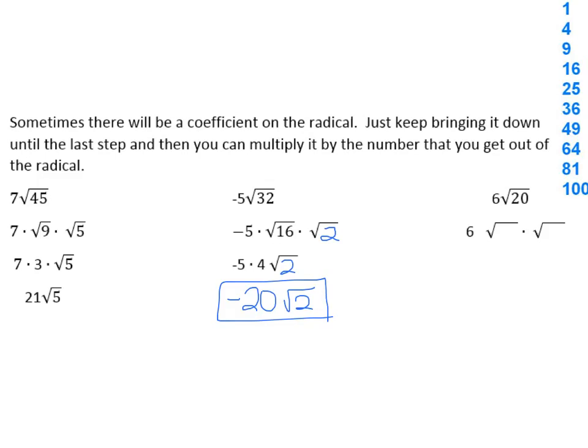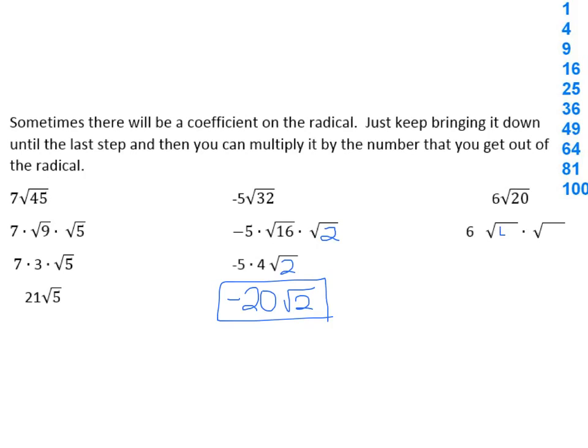Okay, let's try another one. Even less of it done, so we have to do more work here. And so when I look at this, I've got the 6. I brought the 6 down, but I've got to figure out how to break down the square root of 20. So I'm going back to my list here of perfect squares and trying to find what's the perfect square that'll go into 20. Look through your list.